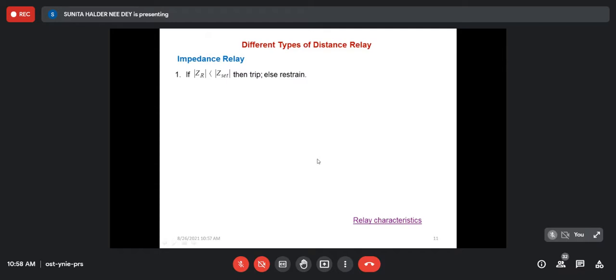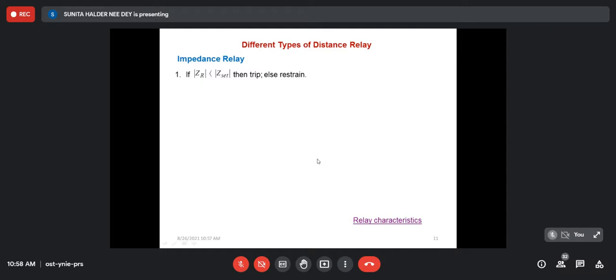So to overcome the two limitations, one is the underreach issue due to the arcing fault. Next, there is no sensing of direction of current, or direction sensitivity, and so different types of impedance relay are derived. The main concept is the same. It is an overcurrent relay with voltage restraint, but some configurations are modified to provide some extra feature within that impedance relay.